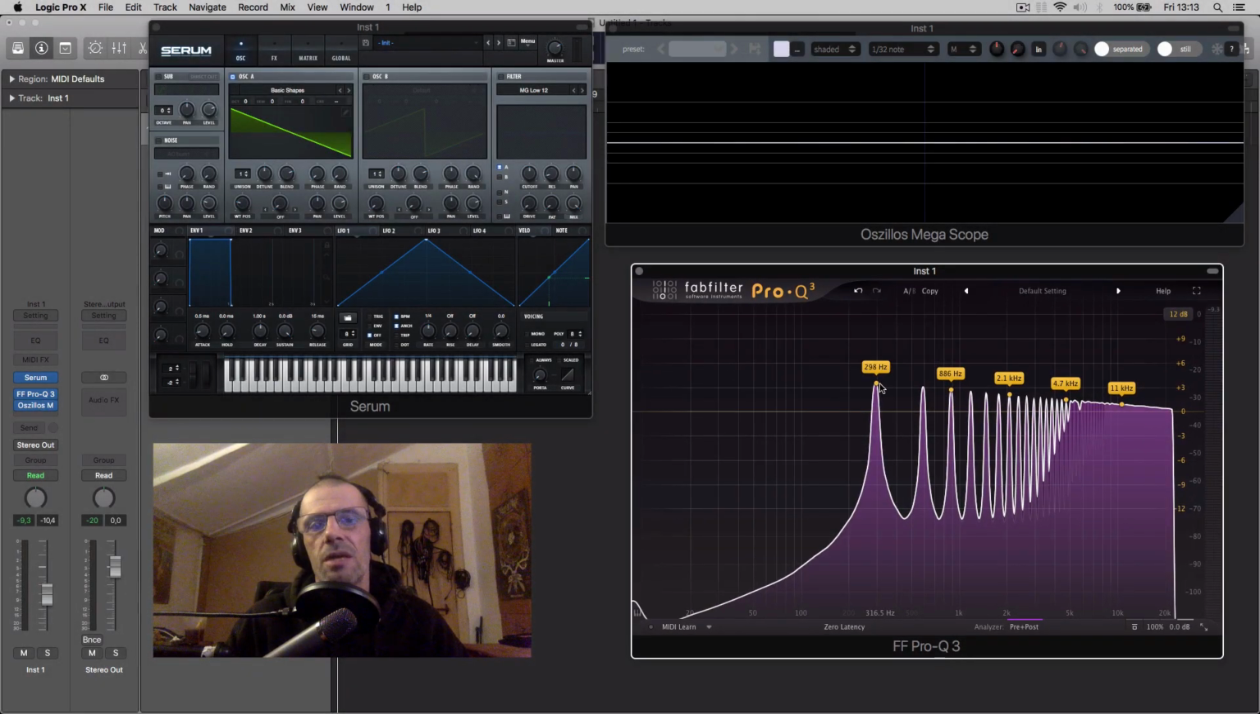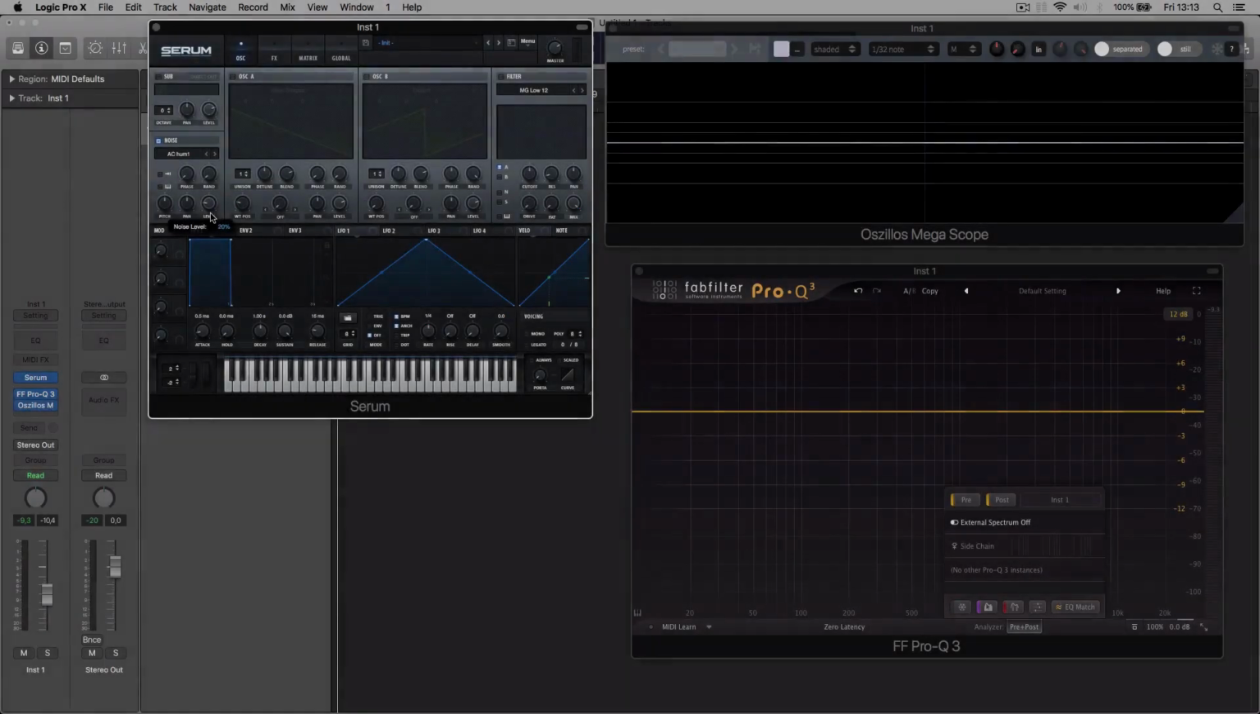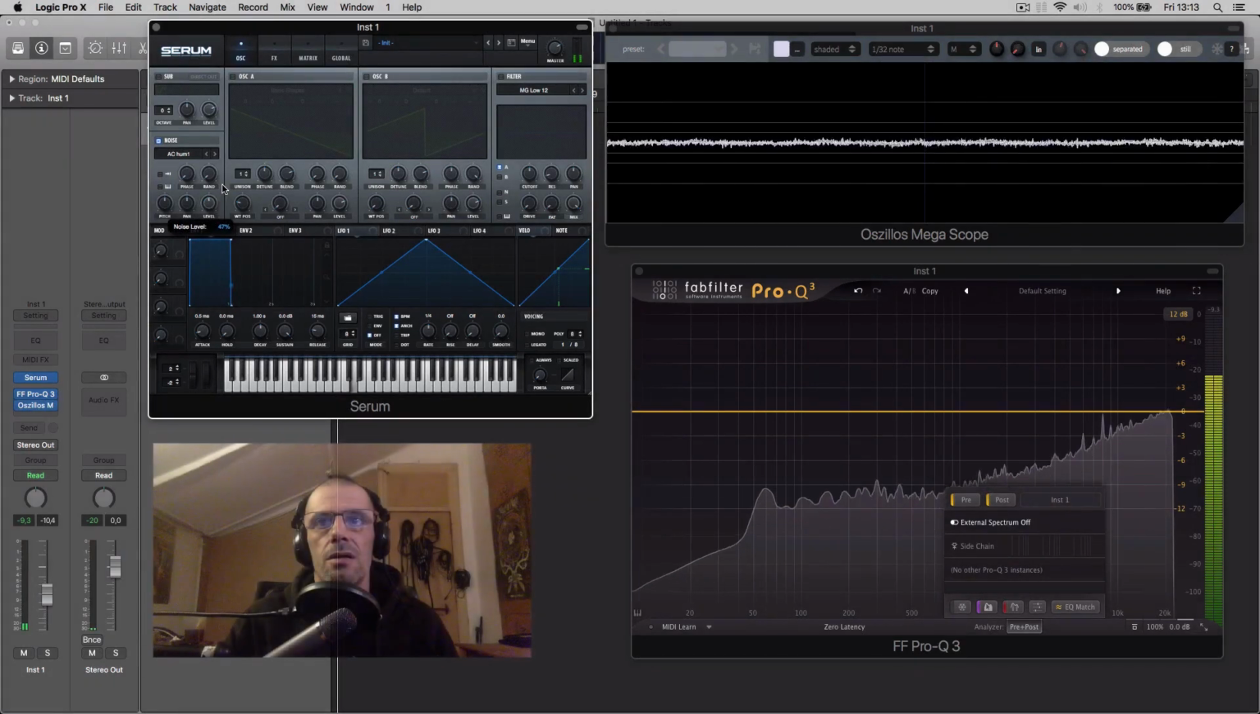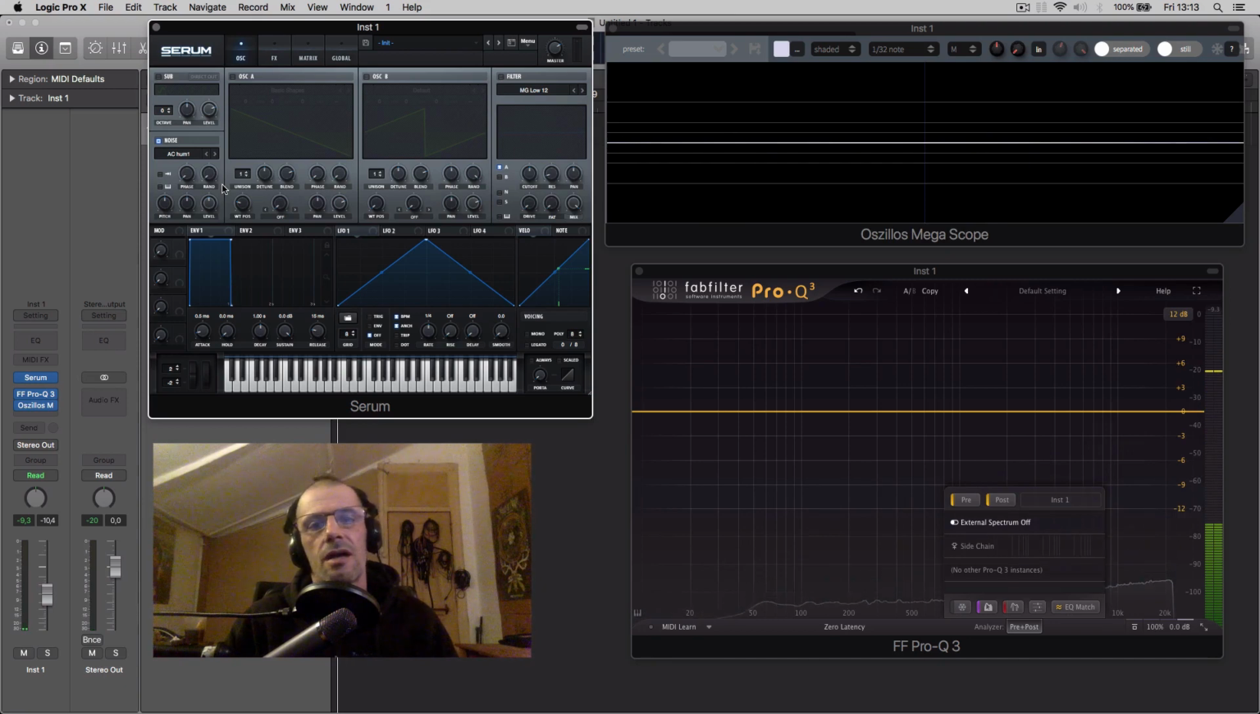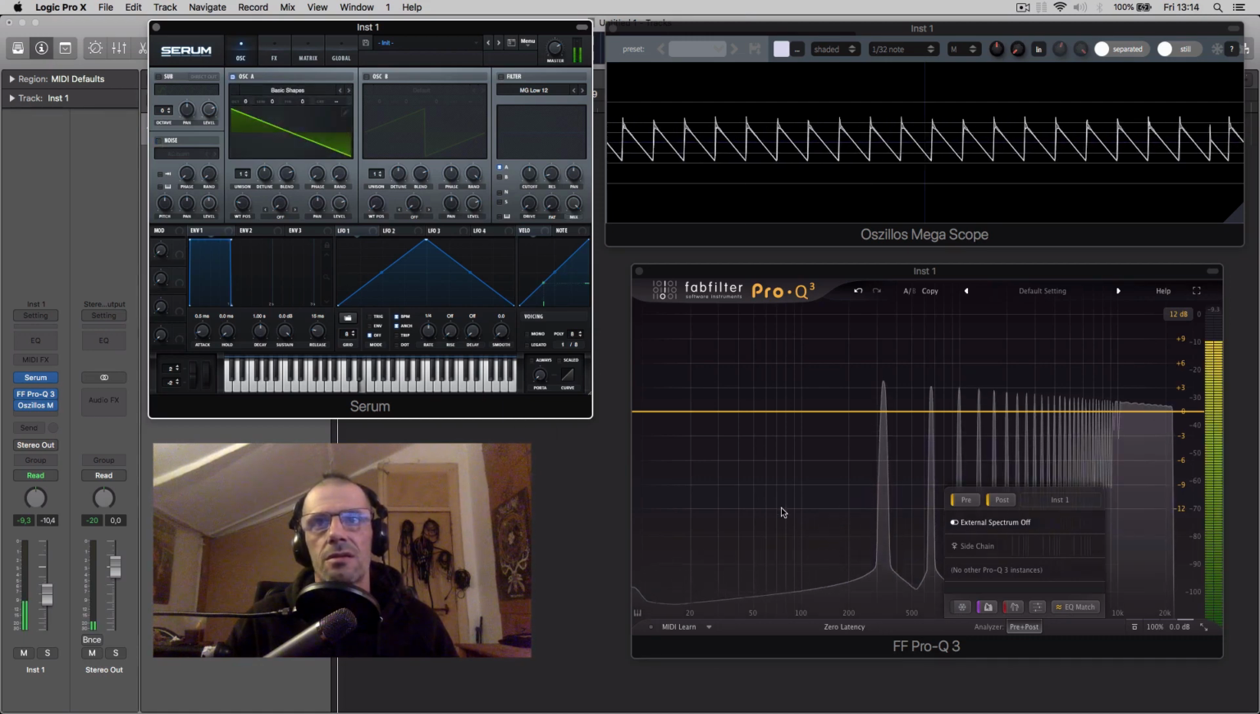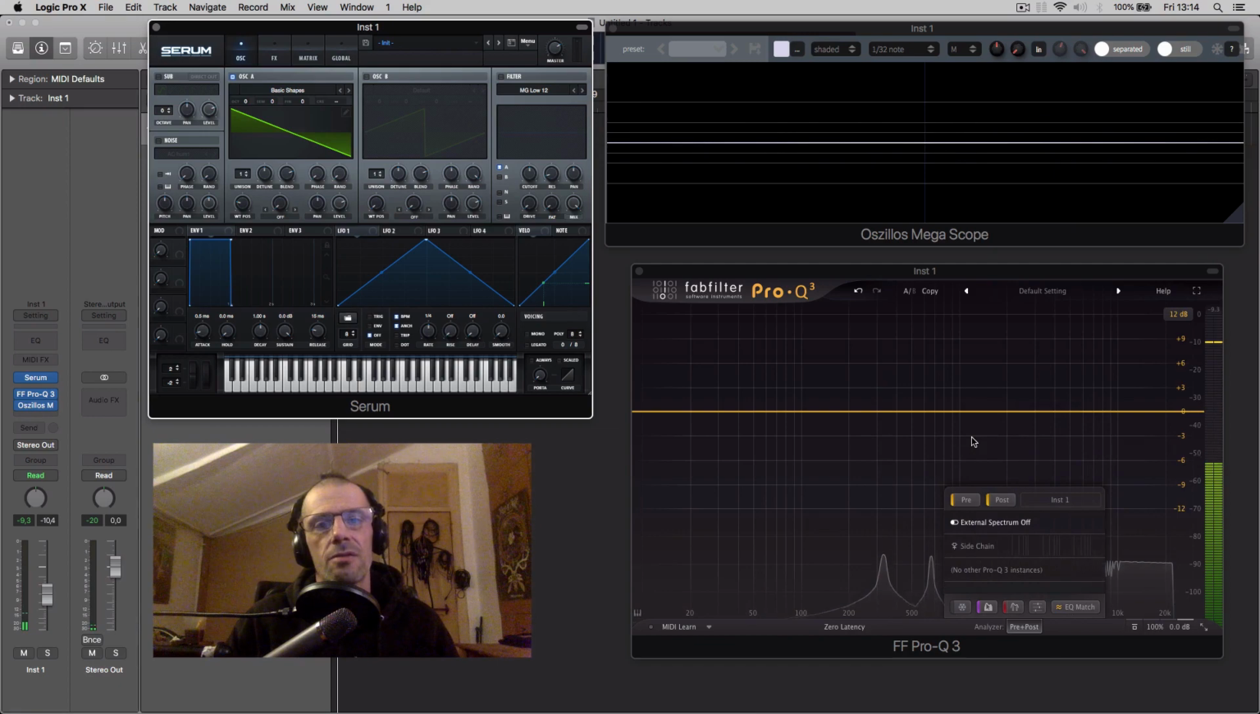We could have some inharmonic content, for example, a noise. It means I get all this frequency content which is not harmonically related, therefore it's inharmonic in comparison with this, which is mathematically related to the fundamental.